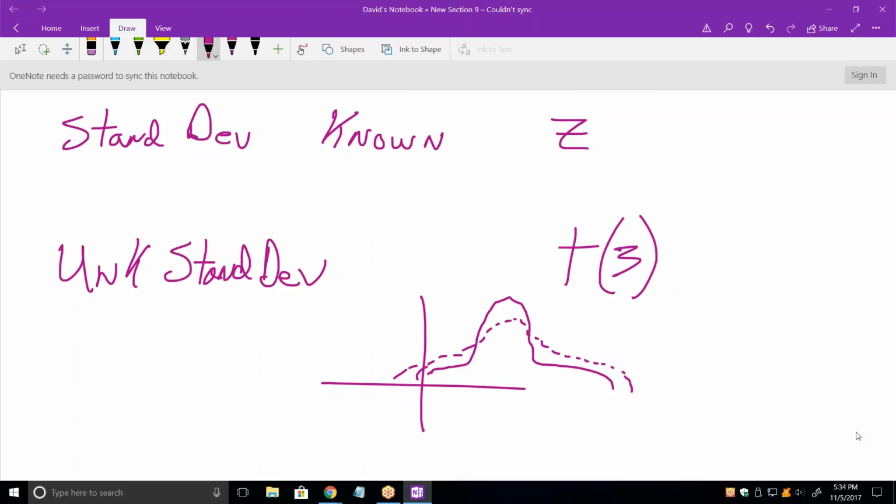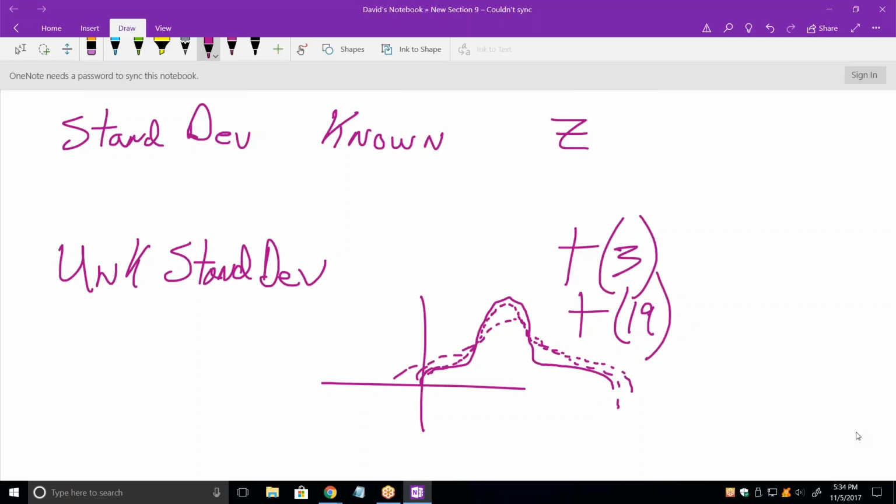But if I wanted to graph T of 19 degrees of freedom, then I'm going to get something that looks a lot closer to my normal distribution. So as the number of degrees of freedom increases towards infinity, then the graph basically becomes the same as a normal distribution.